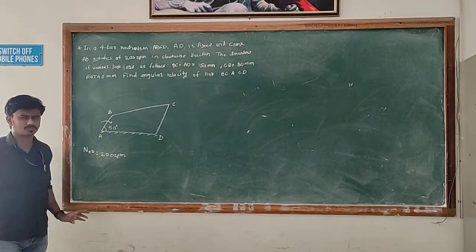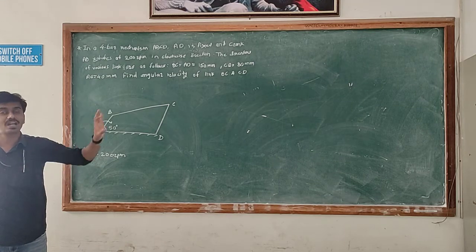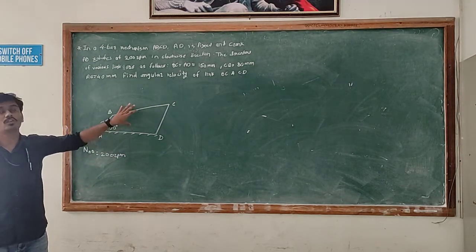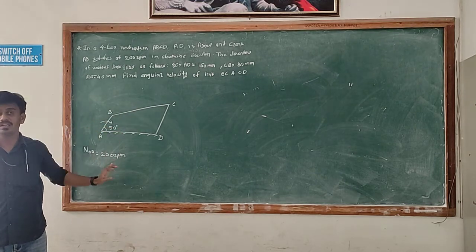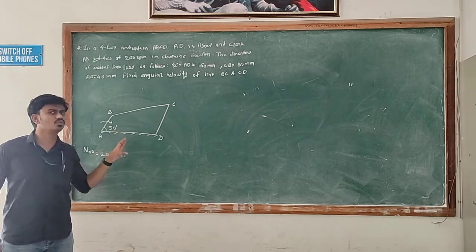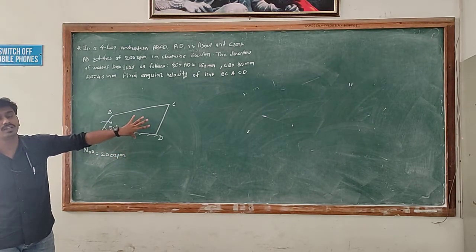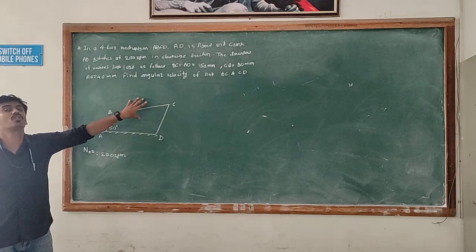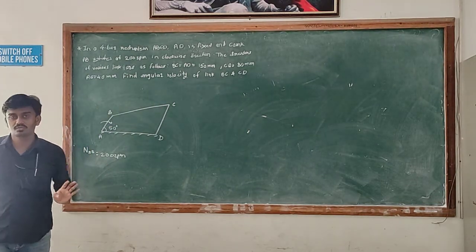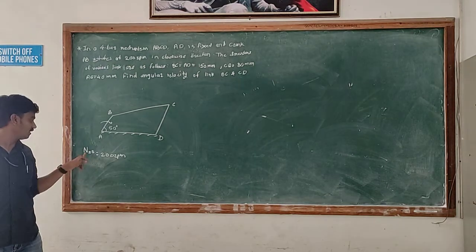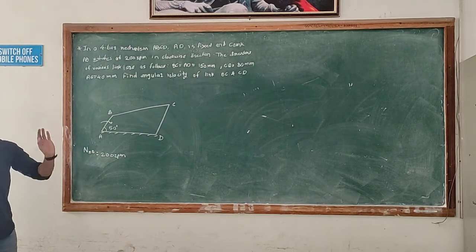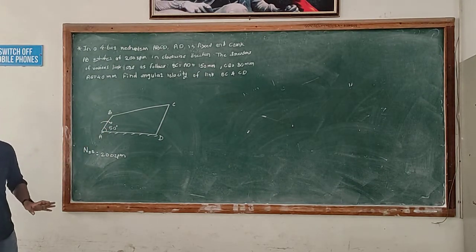Before starting to solve this type of numerical, we have to draw the configuration diagram first. If a numerical is given, first of all we draw the diagram, and then we start to solve the numerical. They have given the speed of link AB, that is 200 rpm. We have to find the angular velocity of link AB.